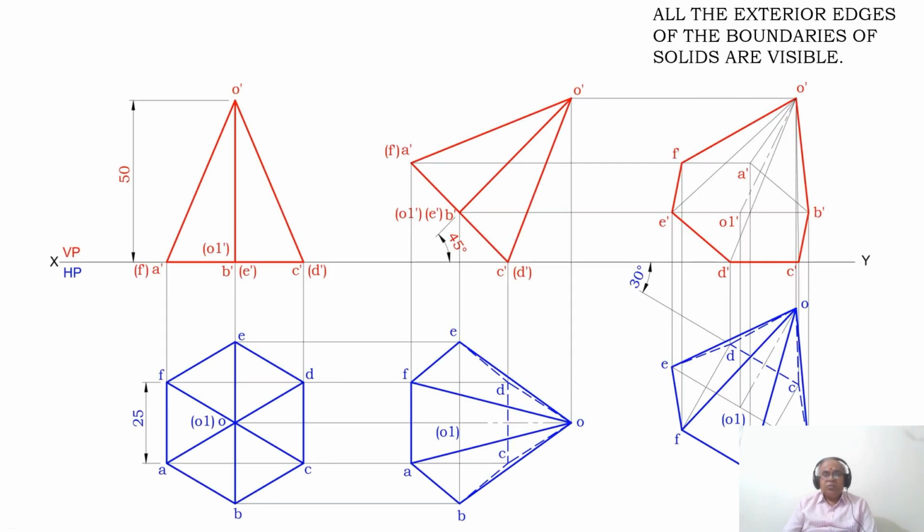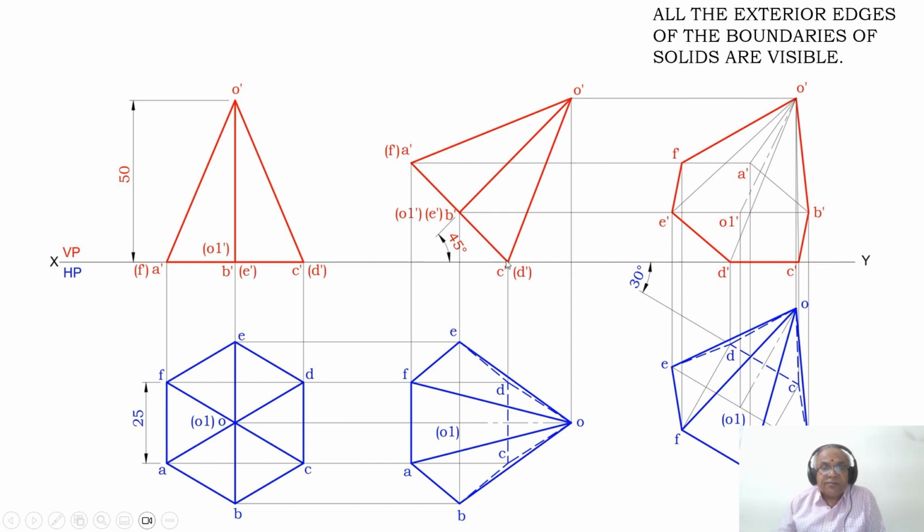Now we will go to the third position. The base edge which is resting on HP is inclined to VP at 30 degrees. The base edge which is on the XY line in the front view is that C dash D dash. So this edge is parallel to HP and perpendicular to VP. Since it is perpendicular to VP, you are getting a point here.